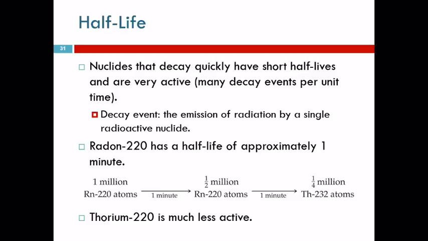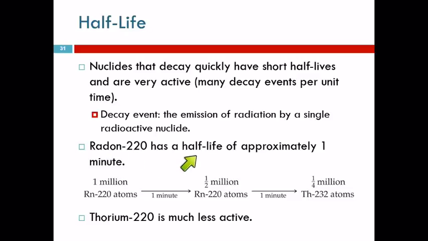Some nuclides decay very quickly. They're said to be very active. They have many decay events per unit of time. And a decay event is the emission of radiation by a single radioactive nuclide. So one atom emitting radiation, that is one event. An active radioactive compound will have that happen a lot.